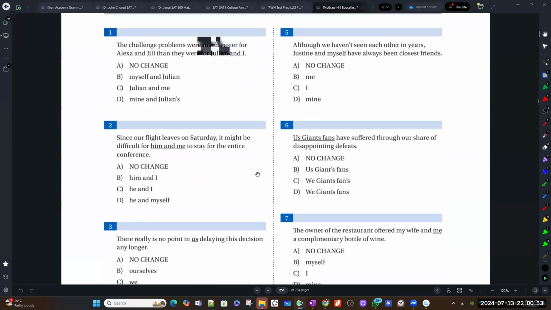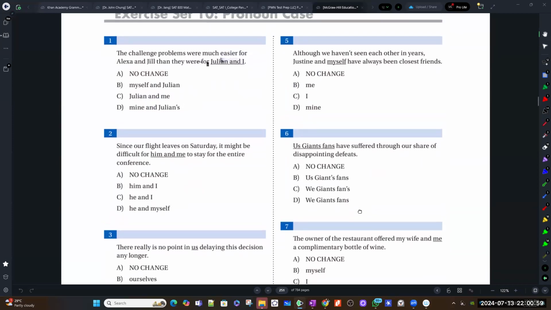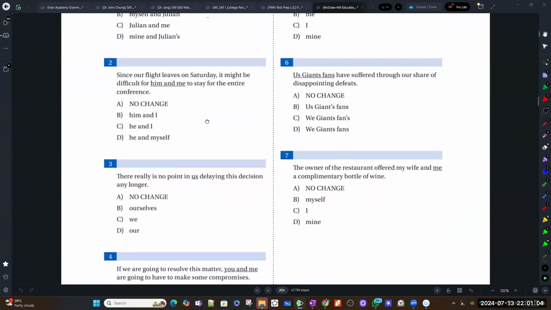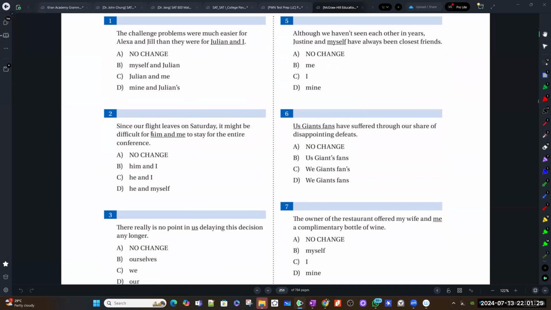The questions themselves. We can start with maybe one and move down to a few questions. The challenge problems were much easier for Alexa and Jill than they were for Julian and me. C. Since our flight leaves on Saturday, it might be difficult for him and me to stay for the entire conference. No change.